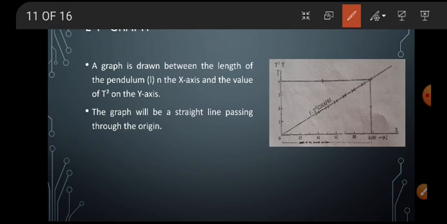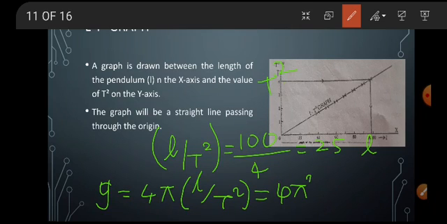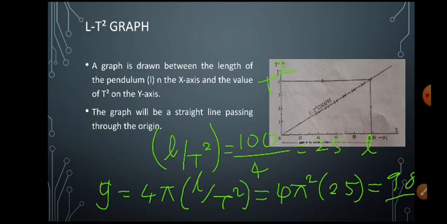See, for example, this is the T square value and this is the L value. Now you know the L by T square value. What is the L value here? L value is 100, T square value is 4, that's why 25 is the L by T square value. Now substitute this value: g equals 4 pi square L by T square, so 4 pi square into 25. So you will get 9.8. In this way you can find out the g value by using the L-T square graph.